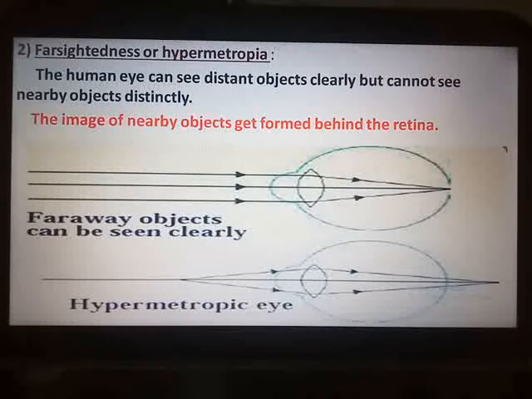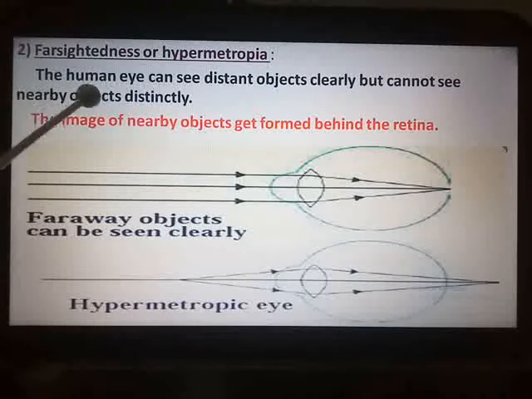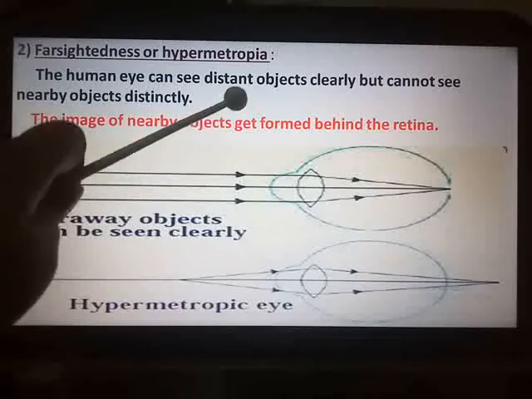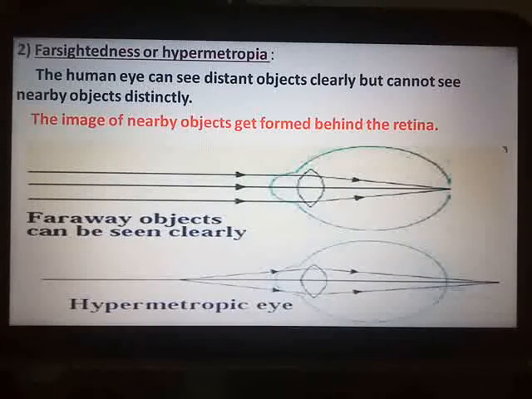Our next defect is exactly opposite to myopia. It is known as farsightedness or hypermetropia. There it was nearsightedness or myopia. Again, this word itself tells you that the human eye can see faraway objects clearly but cannot see the nearby objects distinctly. There, the image of the faraway object was formed in front of the retina. Here, the image of the nearby objects is formed behind the retina.